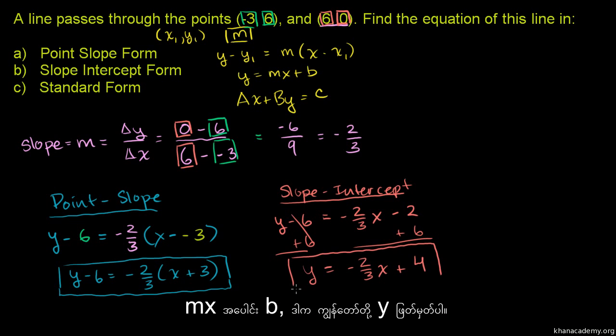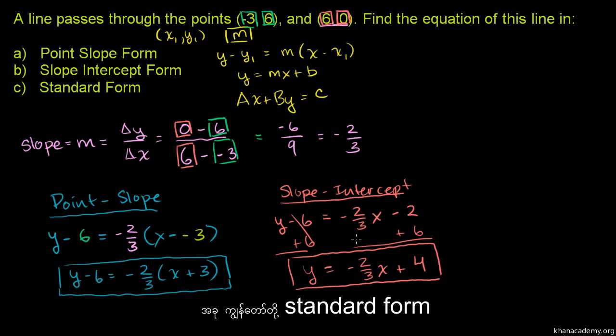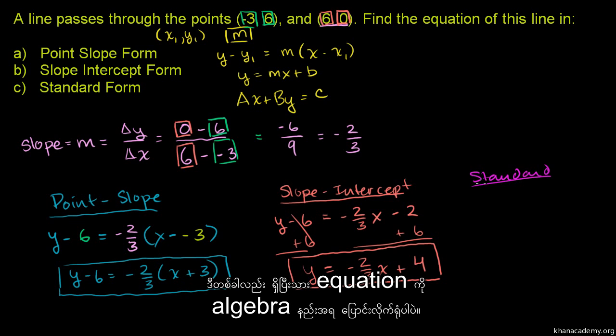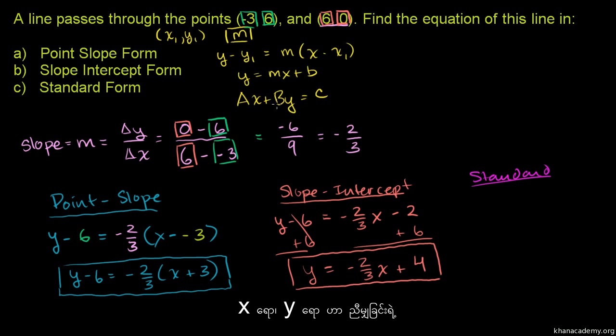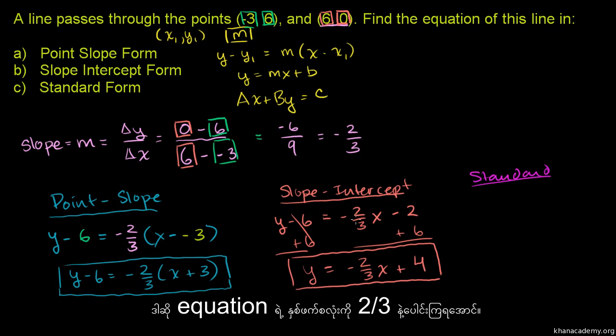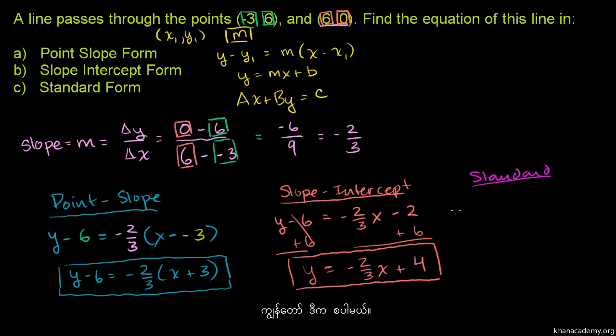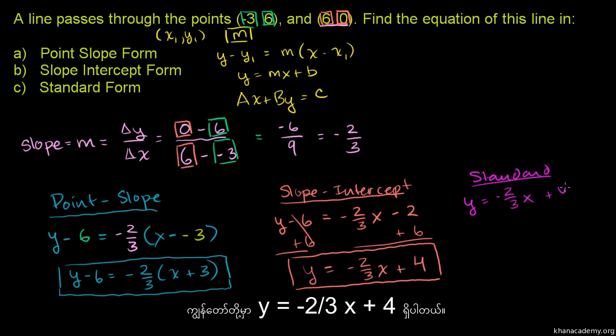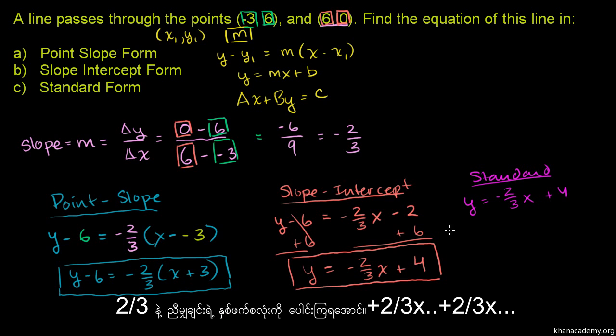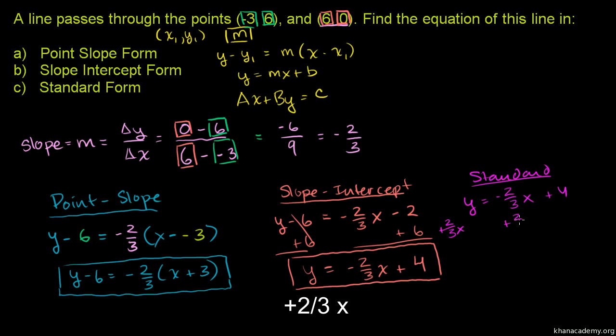That's our y-intercept. Now, the last thing we need to do is get it into the standard form. Standard form. So once again, we just have to algebraically manipulate it so that the x's and the y's are both on this side of the equation. So let's just add 2/3 x to both sides of this equation. So I'll start here. So we have y is equal to negative 2/3 x plus 4. That's slope intercept form. Let's add 2/3 x. So plus 2/3 x to both sides of this equation.